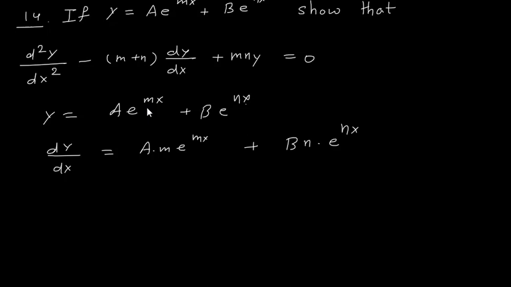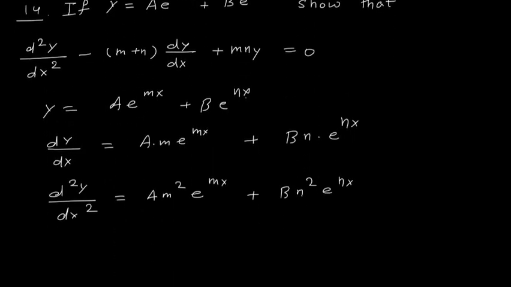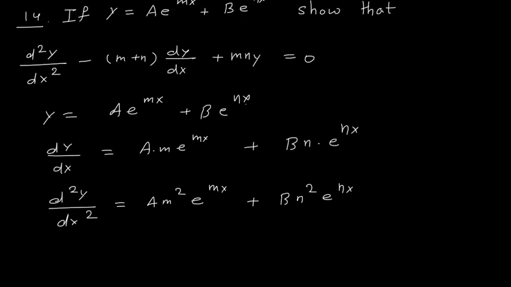So this is dy upon dx, and we differentiate it again, so we get d square y upon dx square. On this side we differentiate, so we get a m square into e power mx plus b n square into e power nx. Okay, am I right? Yes. Now we got the value of dy upon dx, here equation number 1. We got the value of d square y upon dx square, this is equation number 2.